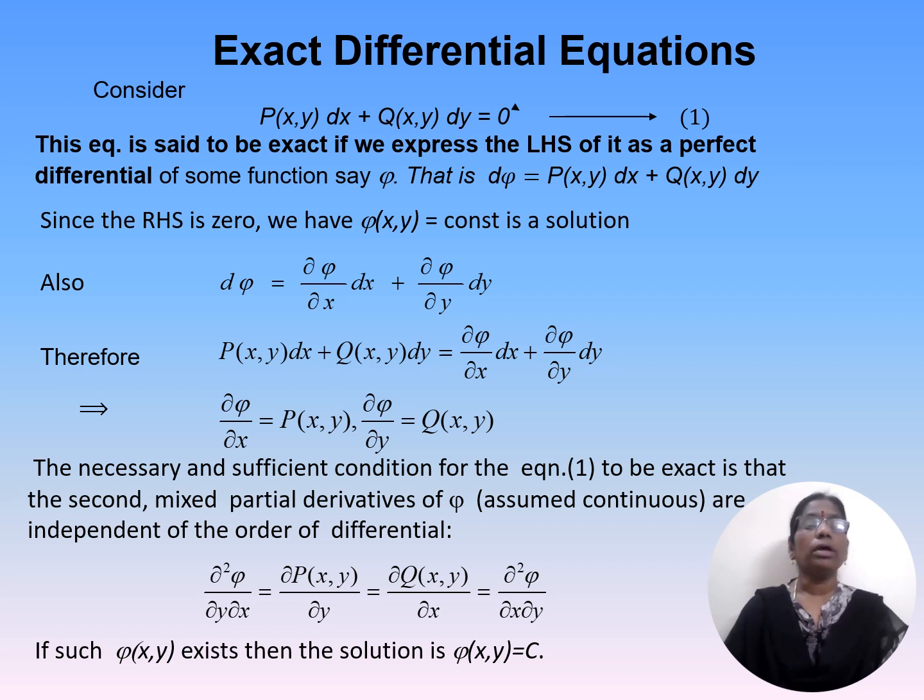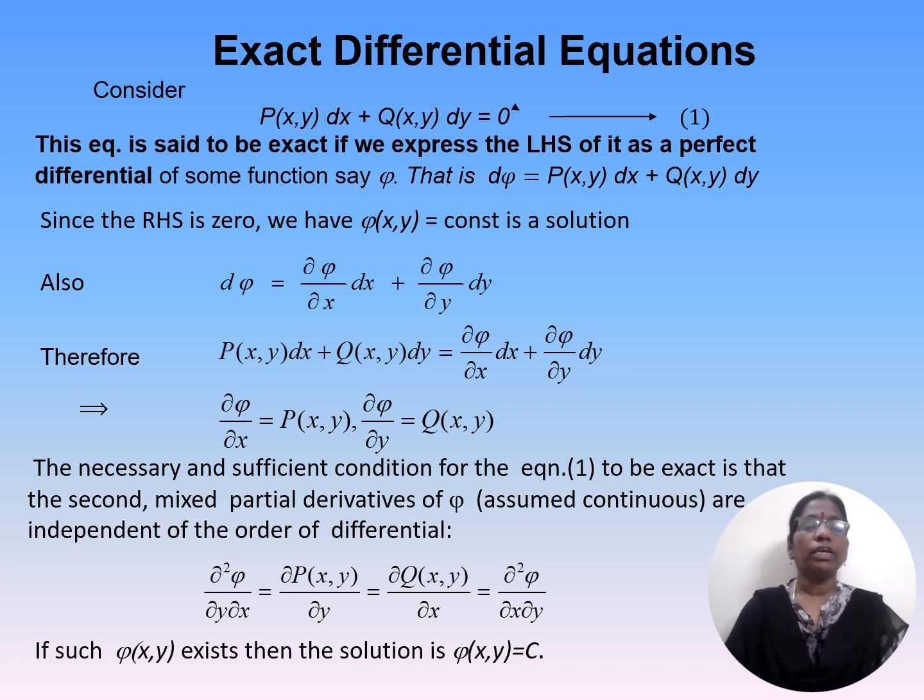Now we discuss exact differential equations. Consider an equation of the form P(x,y) dx + Q(x,y) dy = 0. This equation is said to be an exact differential equation if we can express the left hand side, P dx + Q dy, as the differential of some function, say phi, that is, d phi = P dx + Q dy. Since the right hand side of equation 1 is 0, we get phi(x,y) is a constant function, which is the solution of equation 1.